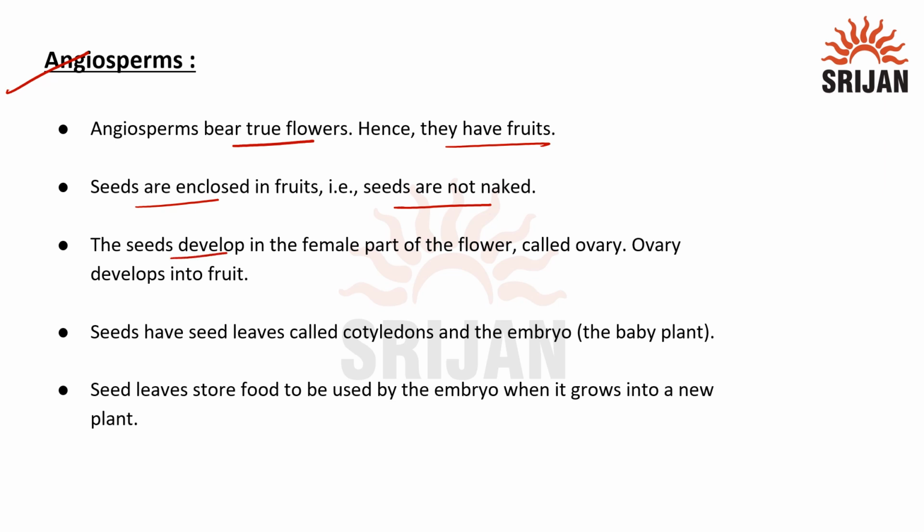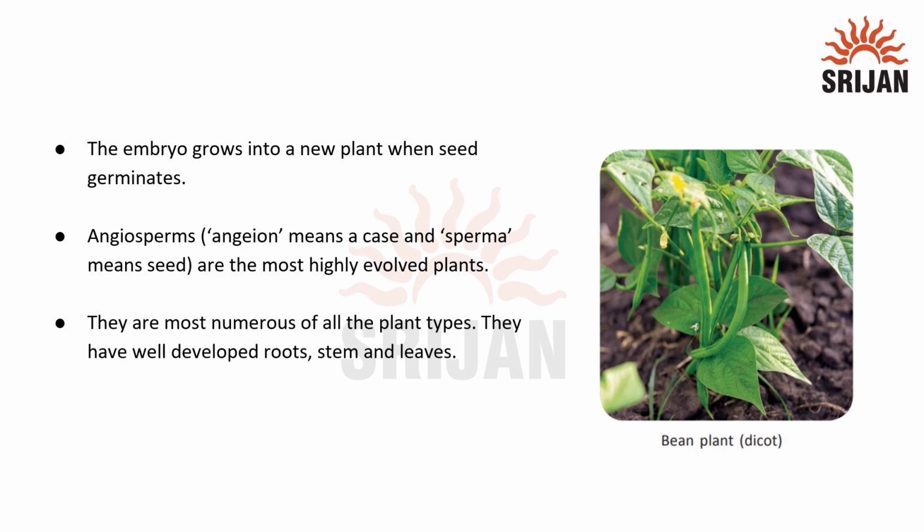The seeds develop in the female part of the flower called the ovary, and the ovary is going to develop into fruit, whereas ovules are going to develop into seed. Seeds have seed leaves called cotyledons, and they also have an embryo, that is the baby plant. The seed leaves are going to store the food which is required by the embryo for its growth into a new plant. When the seeds germinate, the embryo grows into a new plant, an angiosperm.